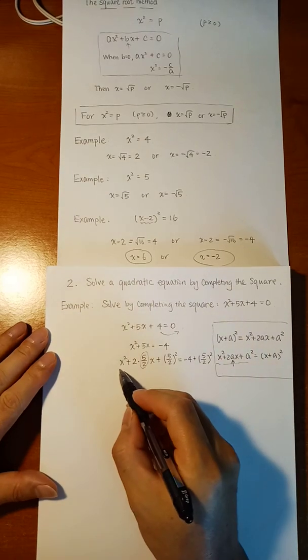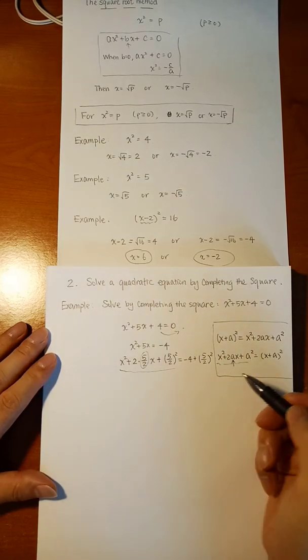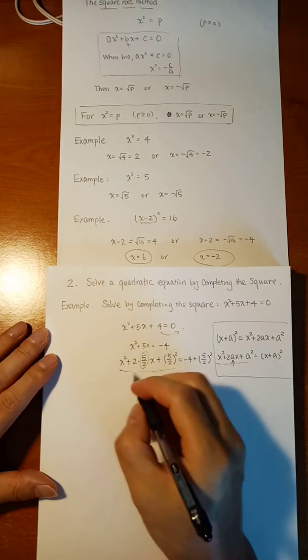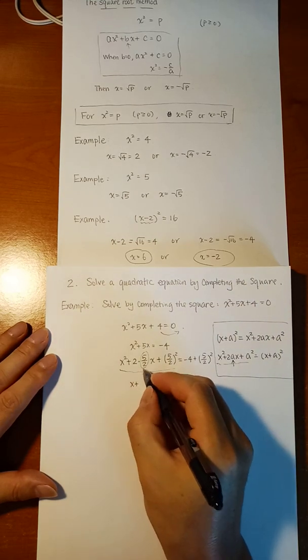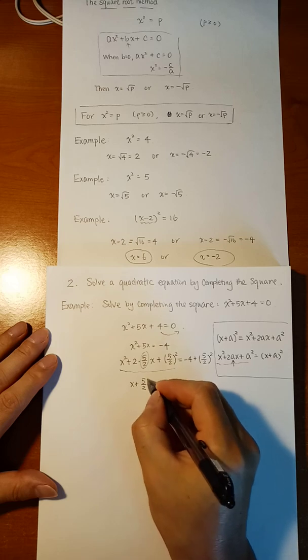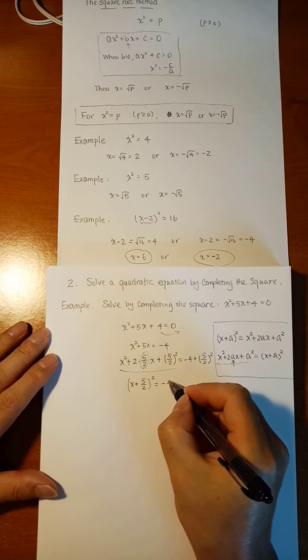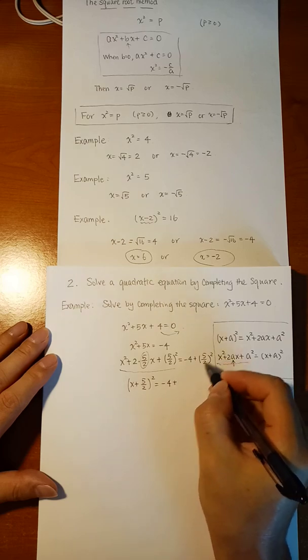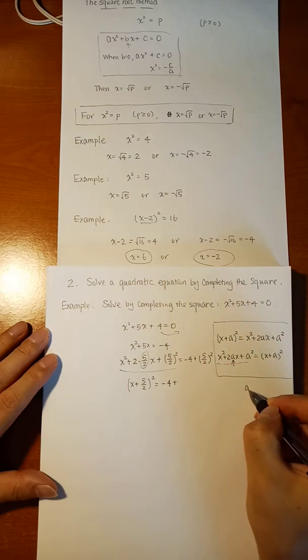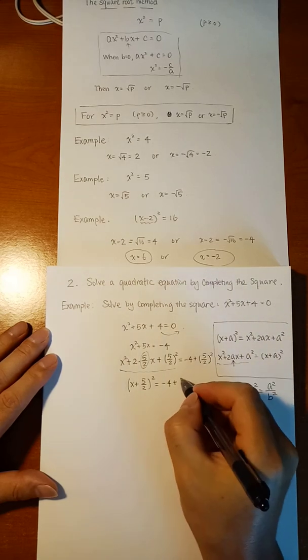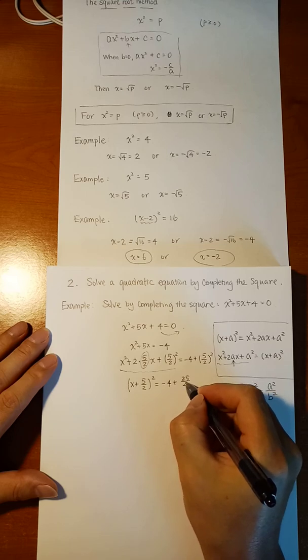And then you consider the sum of those 3 terms. It becomes x plus a quantity squared, so it's x plus a. What is a? 5 over 2 quantity squared. So here it is negative 4 plus 5 over 2 squared, which is 5 squared. A over b squared is a squared over b squared, so it's 5 squared, 25, 2 squared, 4.